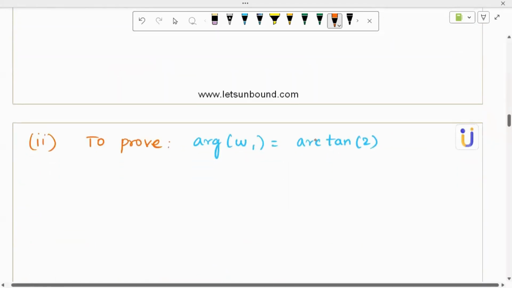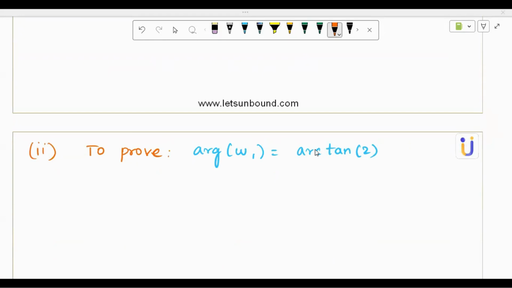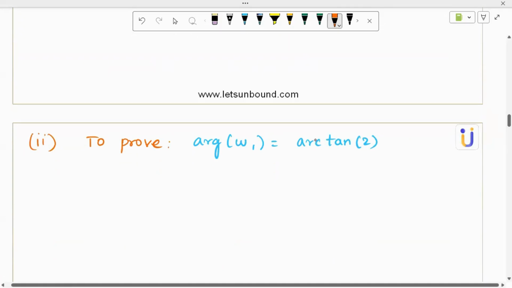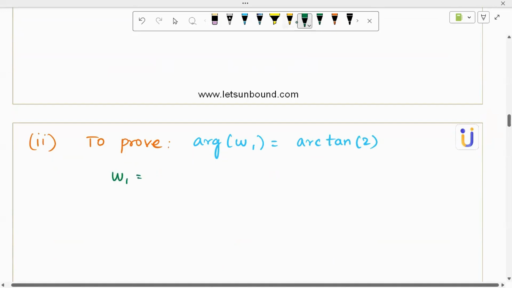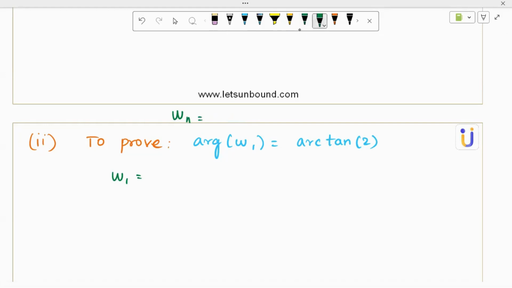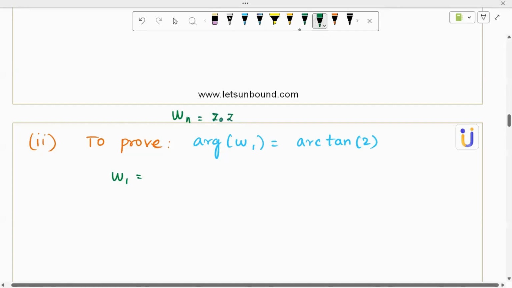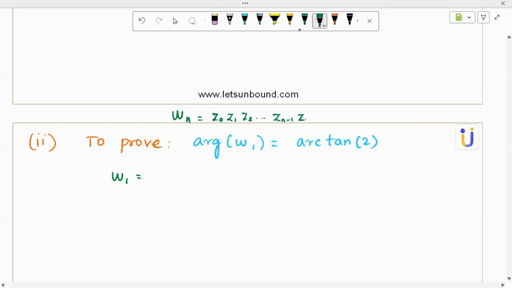Okay. So next, prove that arc W1 equal to arc tan 2. That is tan inverse 2. Okay, I'm going to start with W1. W1 is, this is the WN definition. WN is W naught, W1, wait, not this. It is Z naught, Z1, Z2, and so on, Zn minus 1, Zn.